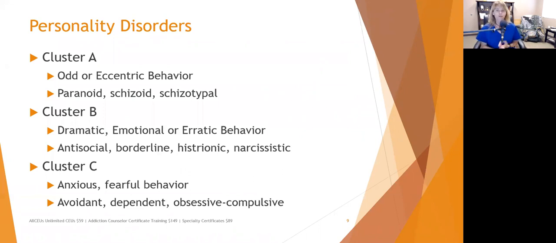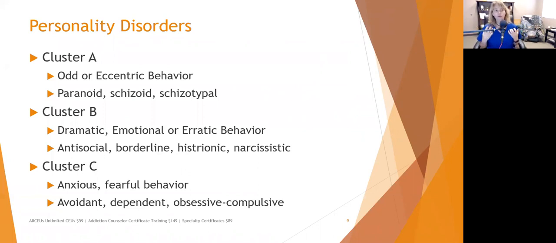Cluster B, dramatic, emotional, or erratic behavior. This is where your antisocial, borderline, histrionic, and narcissistic personality disorders fall. Now, a lot of people who come into substance abuse treatment, who are in active addiction or just detoxing and getting ready to start treatment, have behaviors that mimic or that would meet the criteria for these disorders, one or more of them. However, once they are not using, those behaviors go away. So it can't be a personality disorder if it goes away. It has to be enduring.